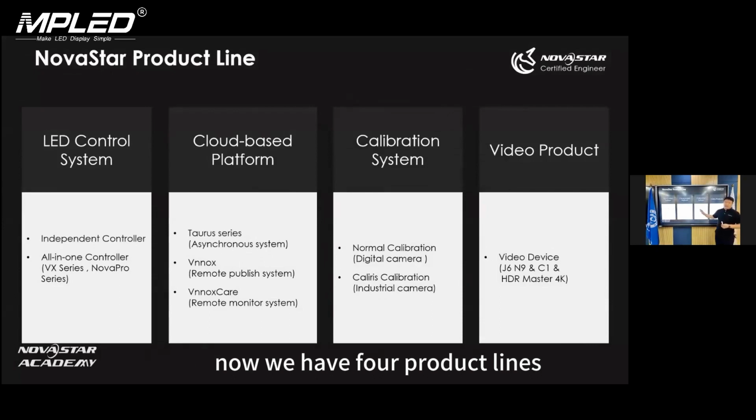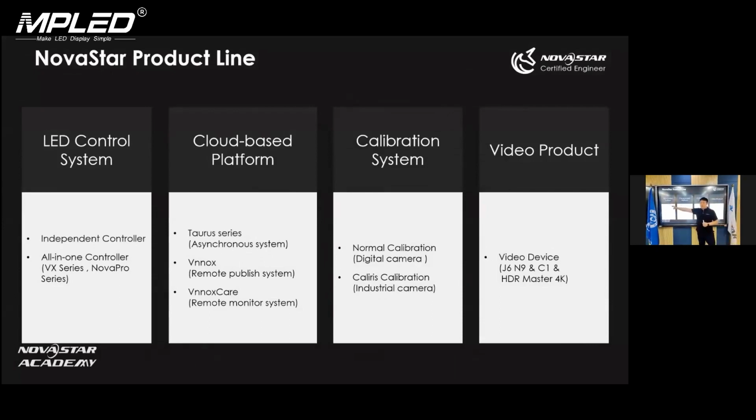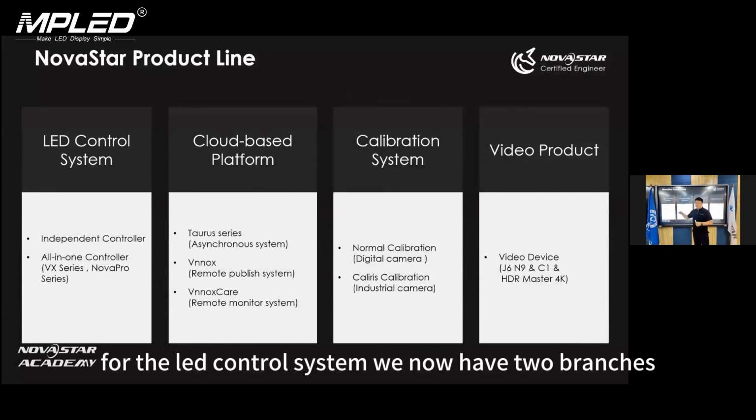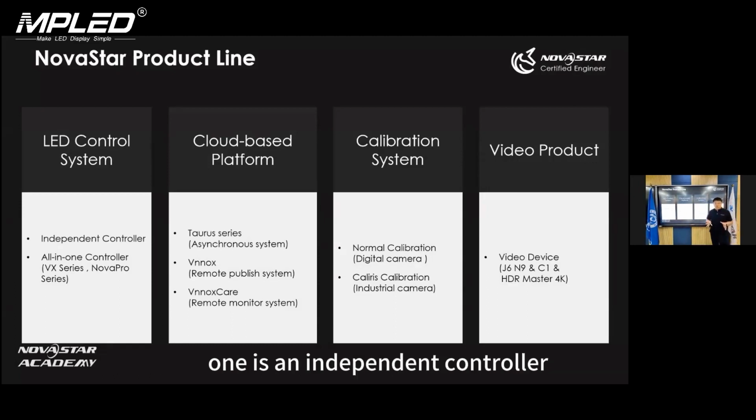Now we have 4 product lines: the LED control system, the cloud-based platform, the calibration system, and the video product. For the LED control system, we now have 2 branches. One is an independent controller, and another is an all-in-one controller.